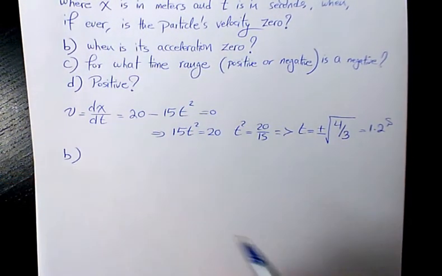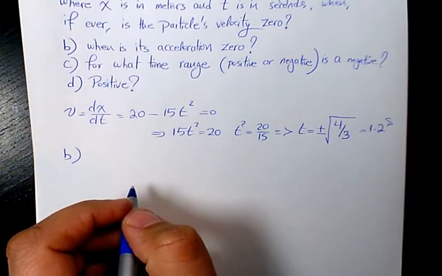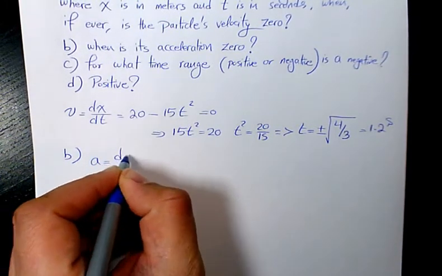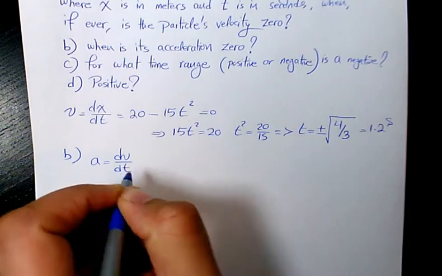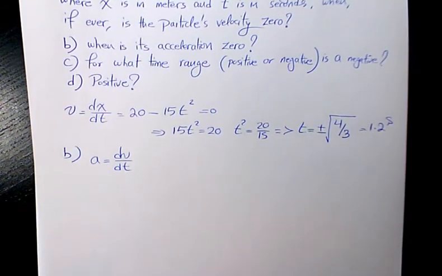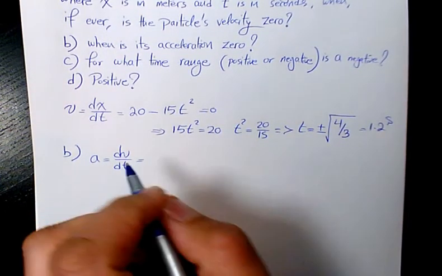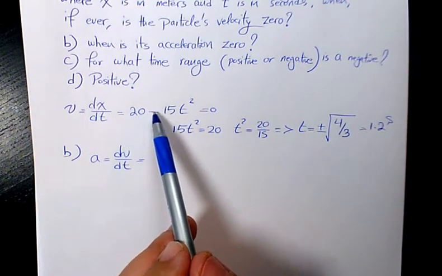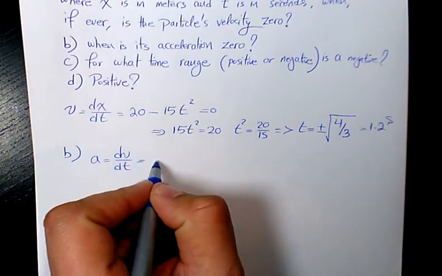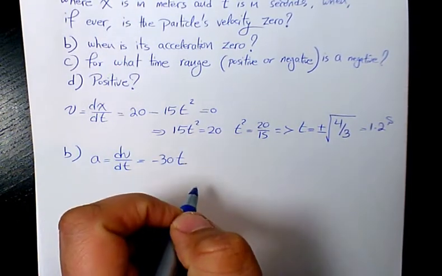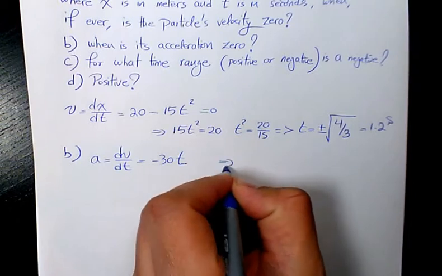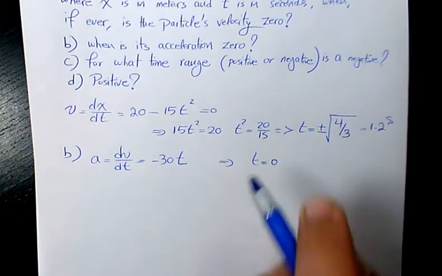Here in part B it says, when is its acceleration 0? Acceleration is the first derivative of velocity over time, or the second derivative of x. So we need to take another derivative of this. The derivative of 20 is going to be 0, and the derivative of this part is going to be negative 30t. So acceleration has to be 0. It means that only at time equals 0 the acceleration is 0.